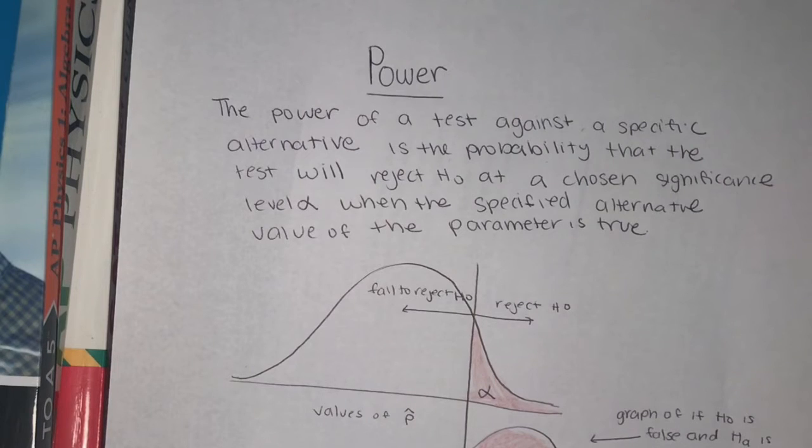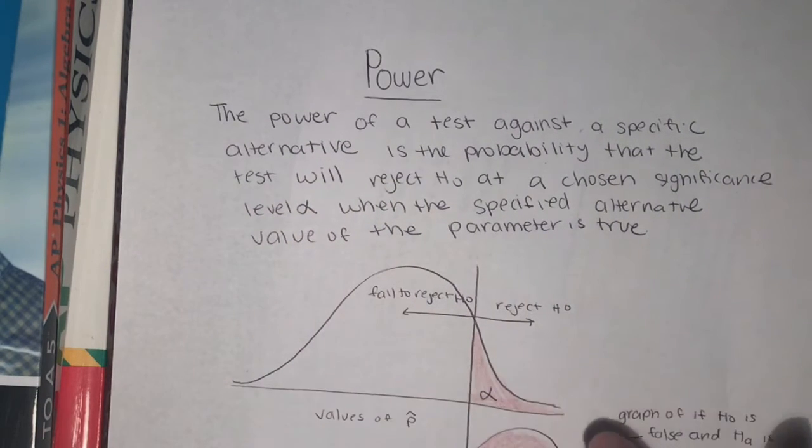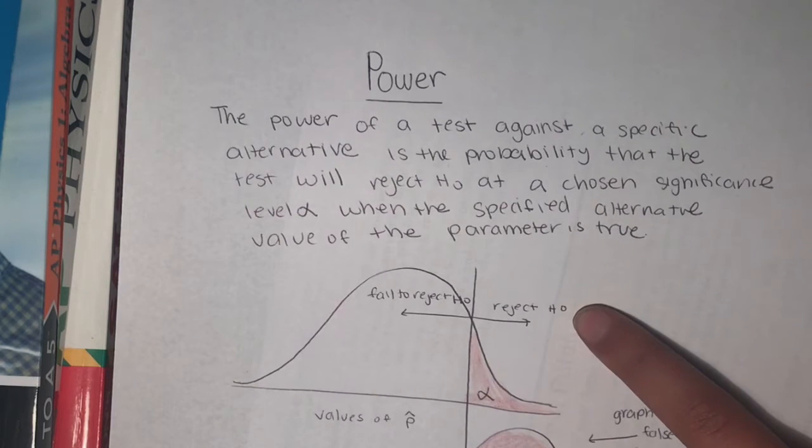The power of a test against a specific alternative is the probability that the test will reject the null hypothesis at a chosen significance level, which is alpha, when the specified alternate value of the parameter is true. And we graph a normal curve, assuming that the population proportion is equal to the null hypothesis. The alpha value shows how likely we are to reject the null hypothesis.